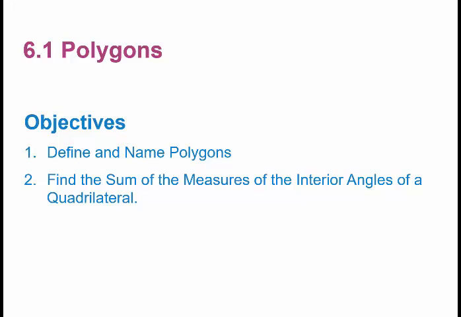So we have two objectives in this section. First, we want to name and define different types of polygons. And then the last thing we're going to do is find the sum of the measures of the interior angles of a quadrilateral. The first part here is going to be a lot of definitions and identifying things, and this will be the first time we jump in and do some arithmetic or algebra.